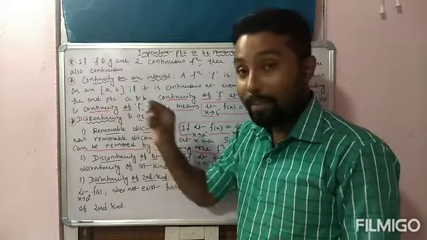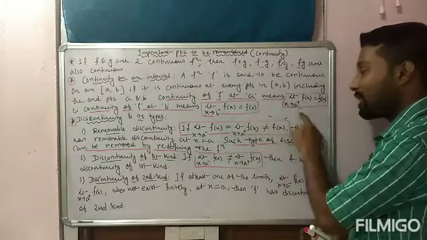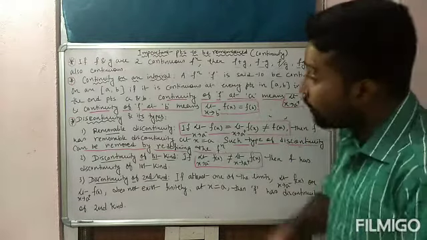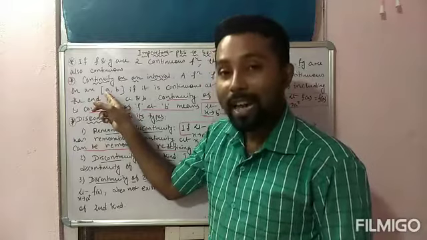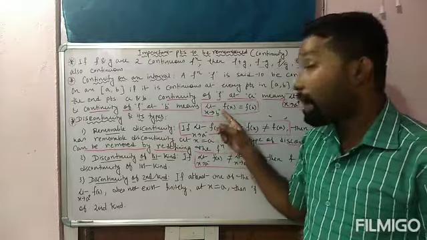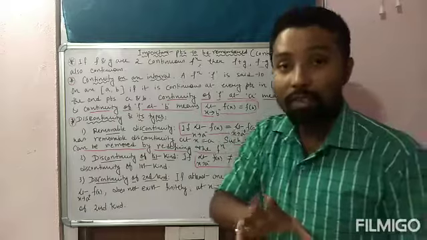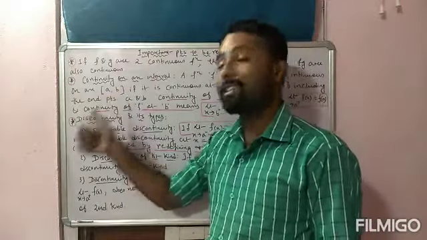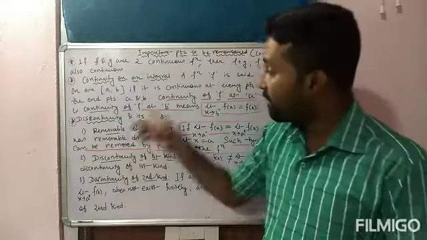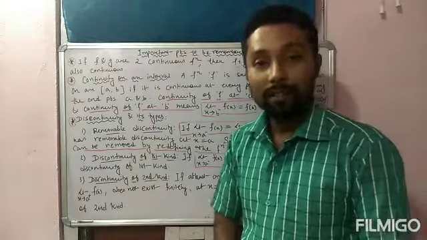Okay, so how to check continuity at the end point? With the help of these two results. Limit x tends to a plus f of x equal to f of a, if this is satisfied, then we can say that the function is continuous at the end point a. And limit x tends to b power minus f of x is equal to f of b, if this is satisfied, then we can say that the function is continuous at the end point b. Okay, very important point. I will give one example now. First let me finish the notes.